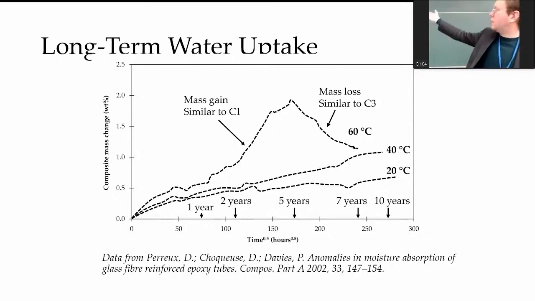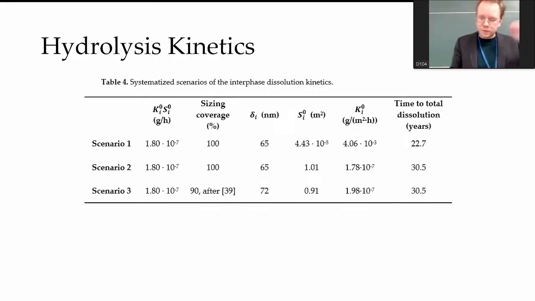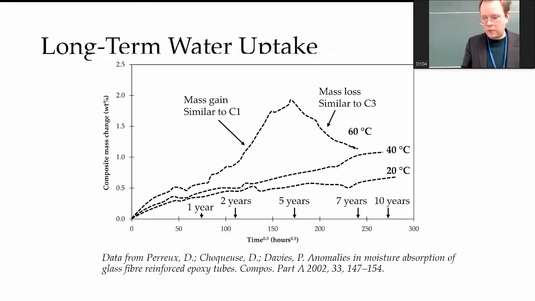So here, for example, data from Peter Davies is 10 years. So you can see that it's a composite which is at 60 degrees, for example, for 10 years straight in water. So it's a long process. And as I mentioned, temperature accelerates aging. So if we have 20 degrees water, for example, it's a much slower process, but it's still the same mechanism.